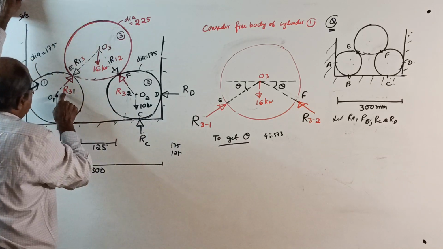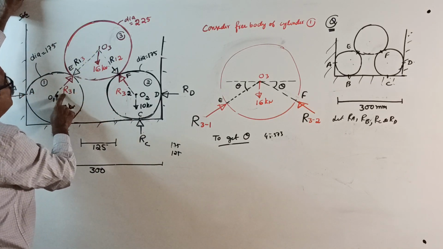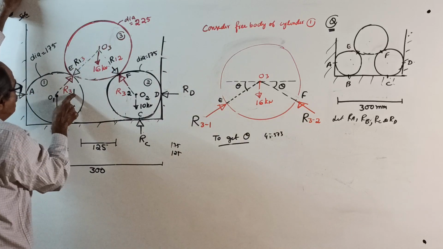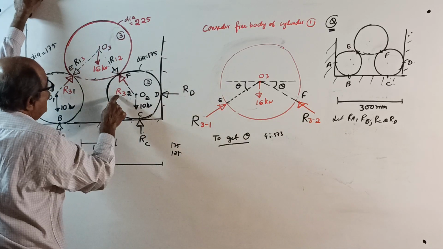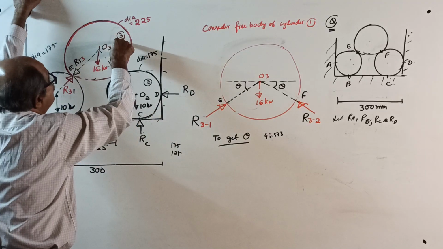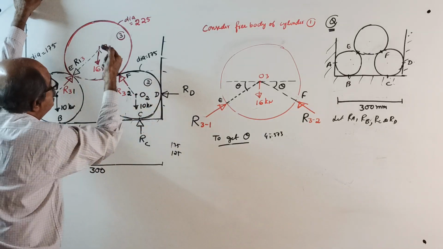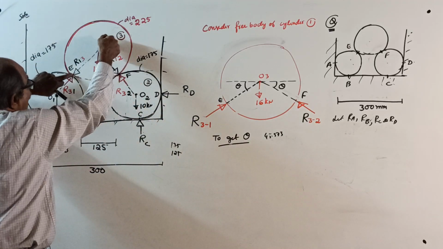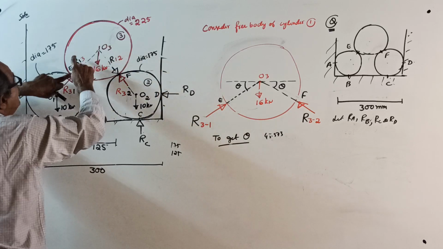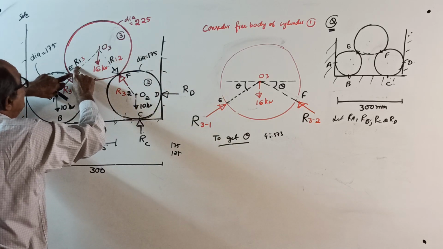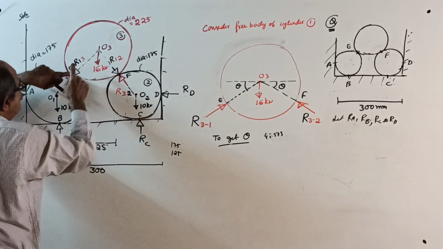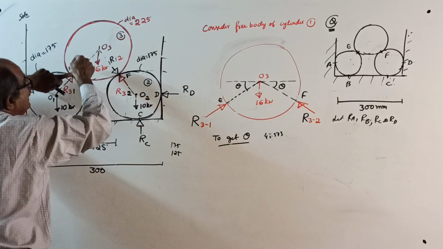This is reaction R for cylinder 3 from cylinder 1. Reaction R for cylinder 3 from cylinder 2. This is the action or transferred force, R only. R, or you can also call it the reaction for cylinder 1 from 3.